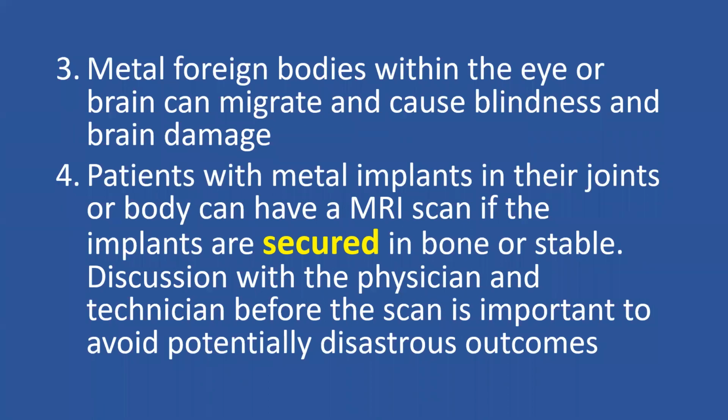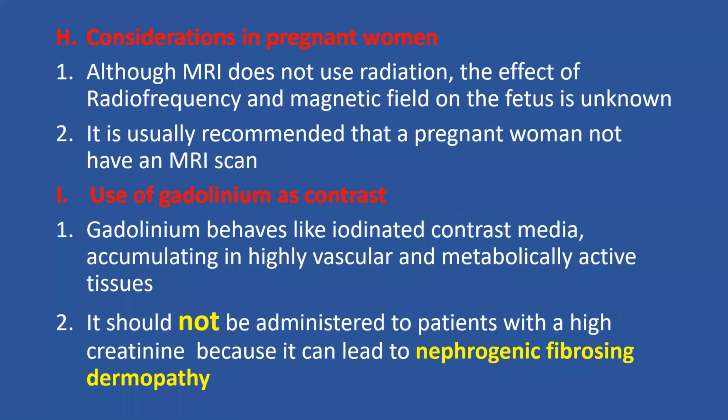Patients with metal implants in their joints or body can have an MRI scan if the implants are secure in bone or stable. Discussion with the physician and the technician before the scan is important to avoid potentially disastrous outcomes. In pregnant women, although MRI does not use radiation, the effect of radio frequency and magnetic field on the fetus is unknown. It is usually recommended that a pregnant woman not have an MRI scan.